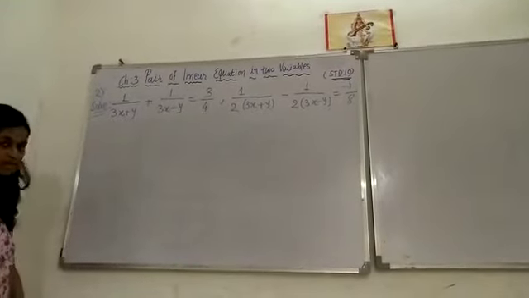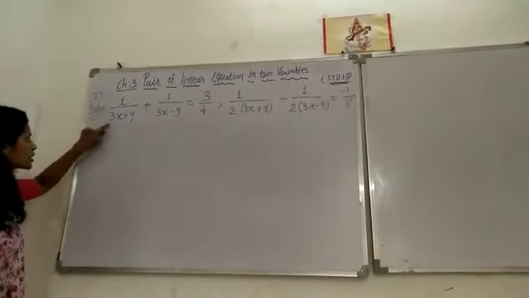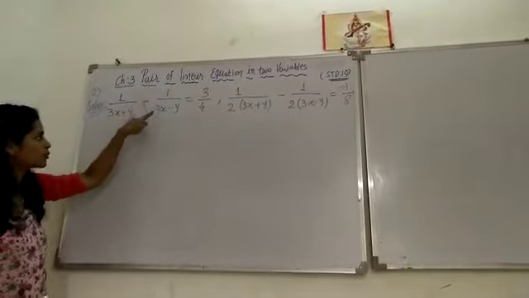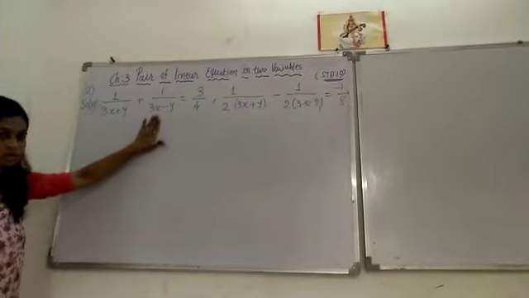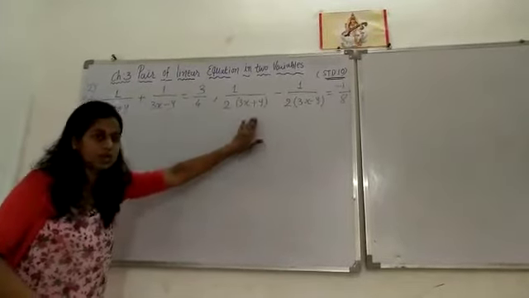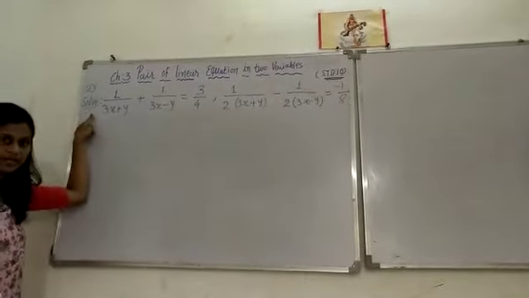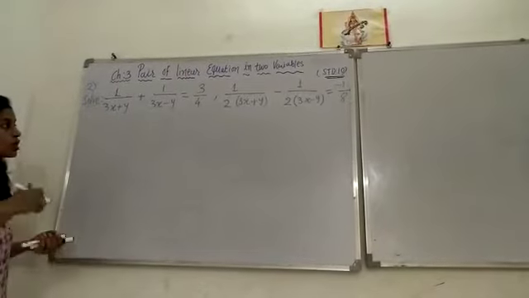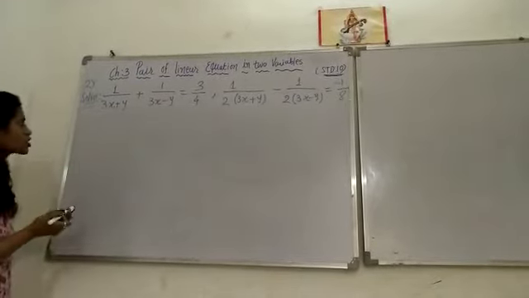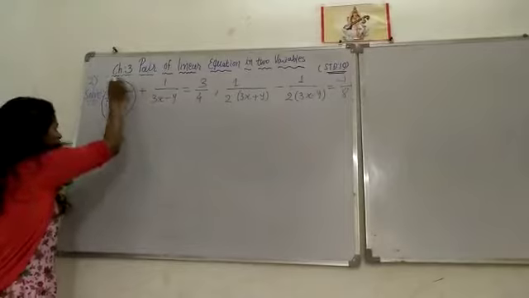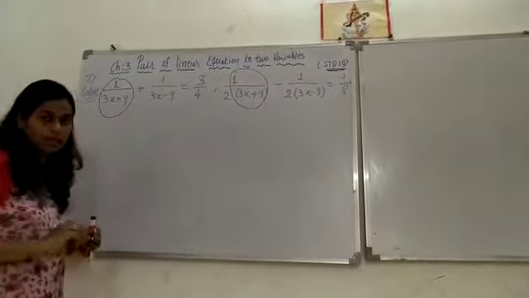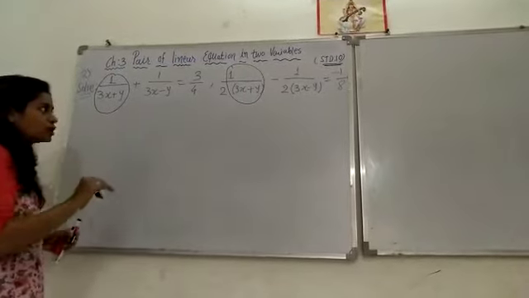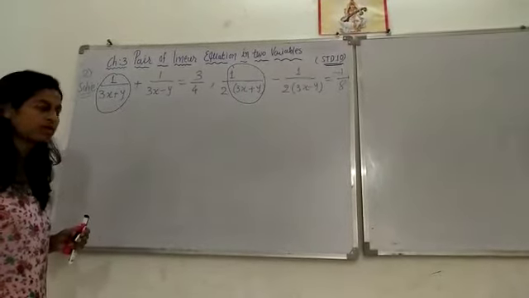Now in this second question we have 1 upon 3x plus y plus 1 upon 3x minus y is equal to 3 by 4. This is your equation 1 and this is your equation 2, and you want to solve. That means find the value of x and y. So which thing is common in both equations? Here is also 1 upon 3x plus y. Here is also 1 upon 3x plus y. So you are supposed to take 1 upon 3x plus y is equal to some other variable.